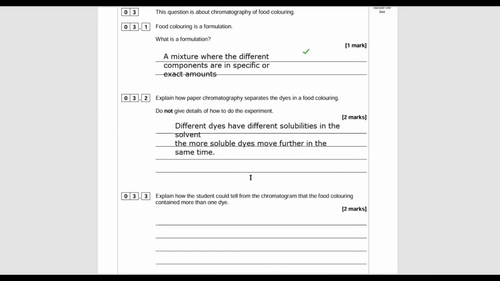Now, we could word this in terms of the mobile and the stationary phase. And if you are somebody who wants to do that, you can say the dyes that have a greater affinity to the mobile phase, which means dissolve better in the solvent, that's the translation, will move further up the paper in the same time. Dyes that have a greater affinity to the stationary phase, meaning they like to stick in the paper more, will move more slowly up the paper.